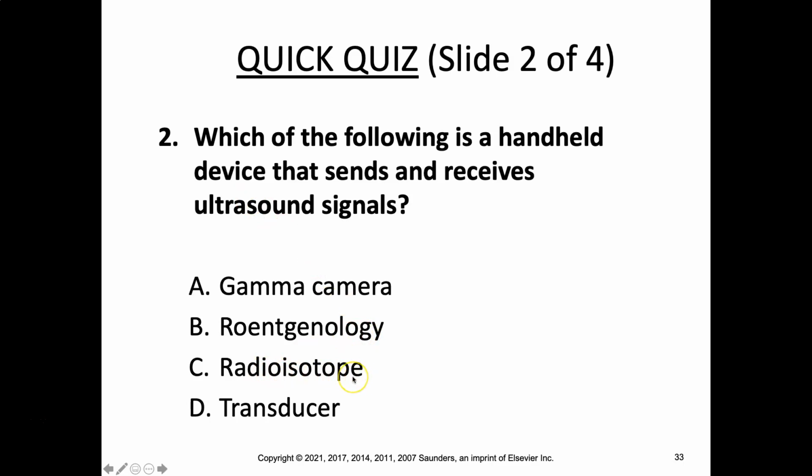Radioisotope. The part radio is interesting, but isotope is not. Isotope says nuclear medicine. That screams nuclear medicine. So therefore, the answer has to be, hint, hint, hint. And if you're not sure, go back and look.